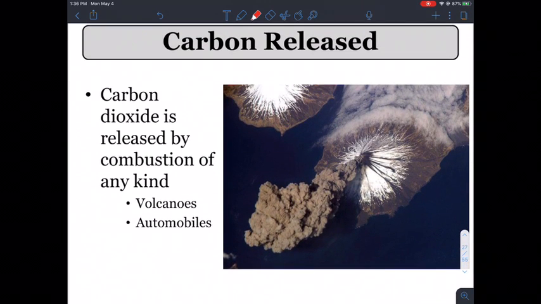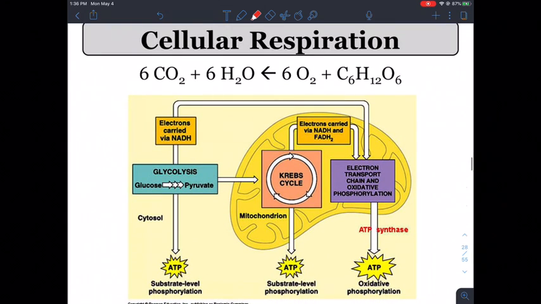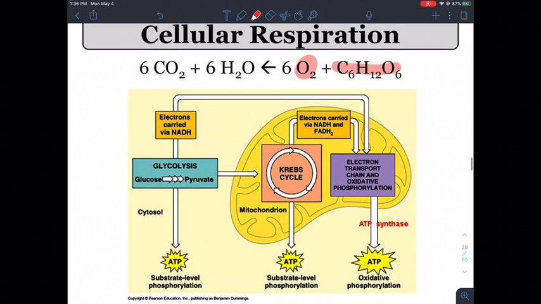So carbon dioxide is released by combustion of any kind. Cellular respiration is a combustion reaction. Automobiles are combustion reactions. Volcanoes produce combustion reactions. Anytime you combine something with oxygen, it's combustion. So again, cellular respiration is a combustion reaction. You can see that I'm combining sugar with oxygen to produce carbon dioxide and water. Remember, this happens in your mitochondria.